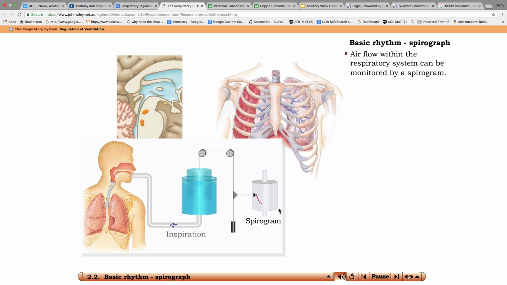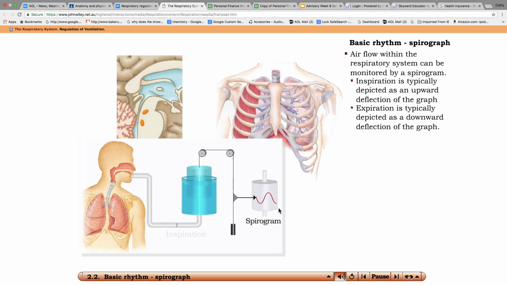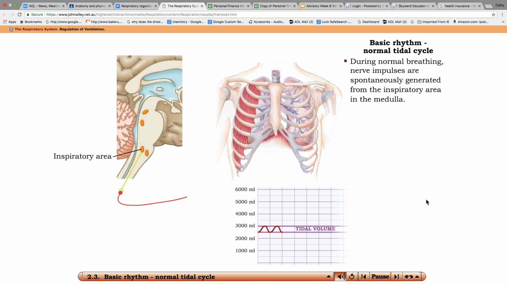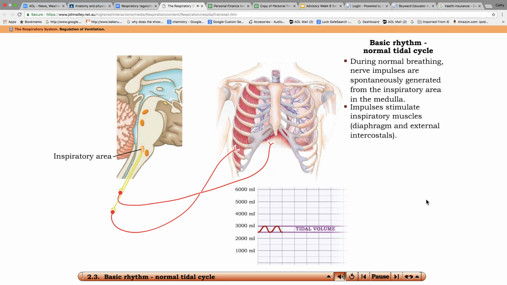Okay, and this is what we call a spirogram, and you saw that I think in some of the presentations. When it's going up, the person is inhaling. When it's going down, the person is exhaling. It measures your normal amount for your breaths, so that is going to be seen as a normal breathing pattern. And that's what we call the tidal volume. Your normal tidal volume is how much you inhale and exhale. The inspiratory area stimulates the external intercostals and the diaphragm to get that amount of breathing.